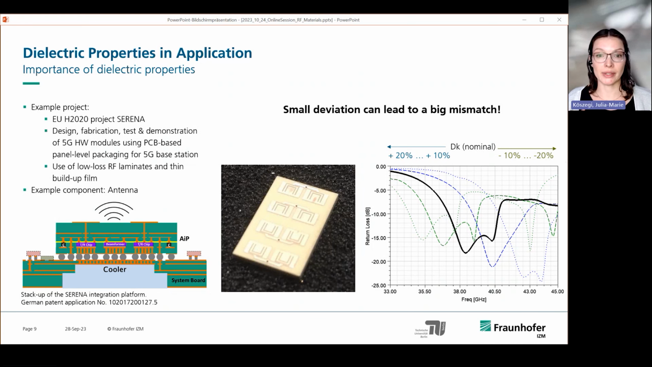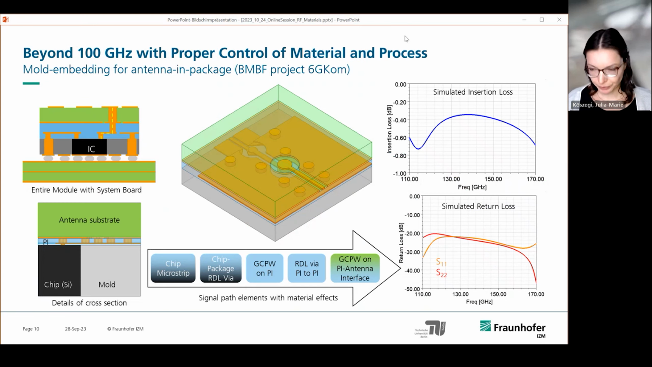And that's a problem because, as I said, the whole design is made in such a way that you want to have a broadband response. But if it's drifting or if it's even off from the beginning, that is a big problem. So this is why the dielectric parameters are such important factors here.